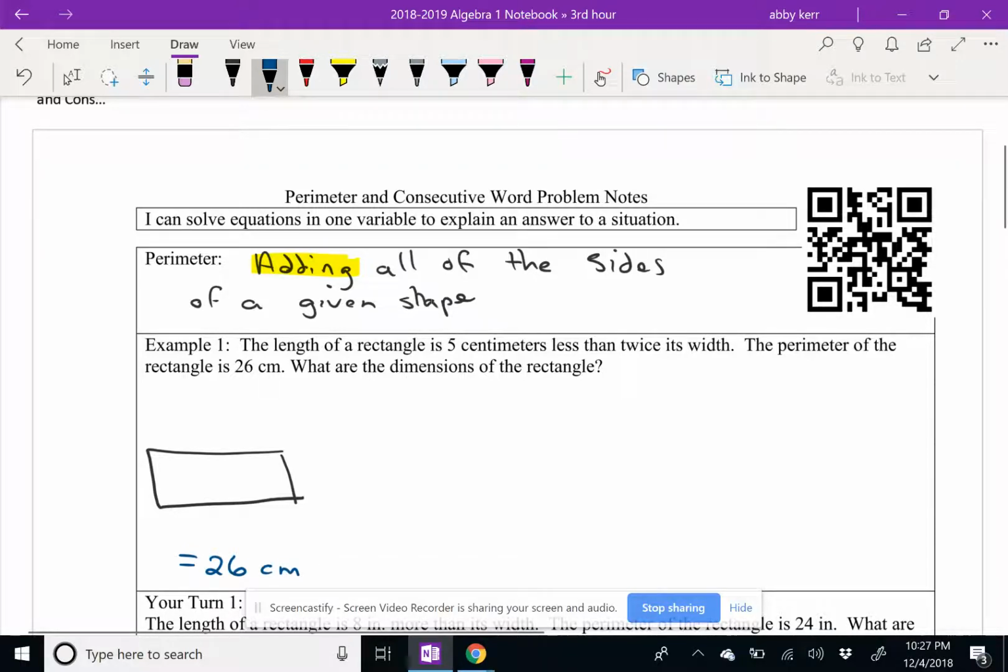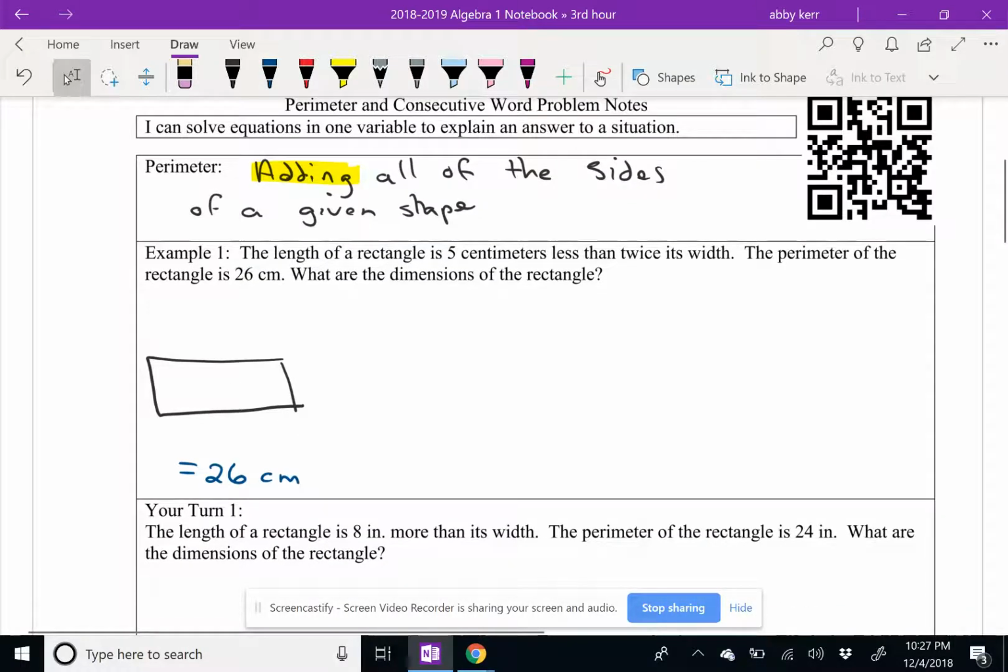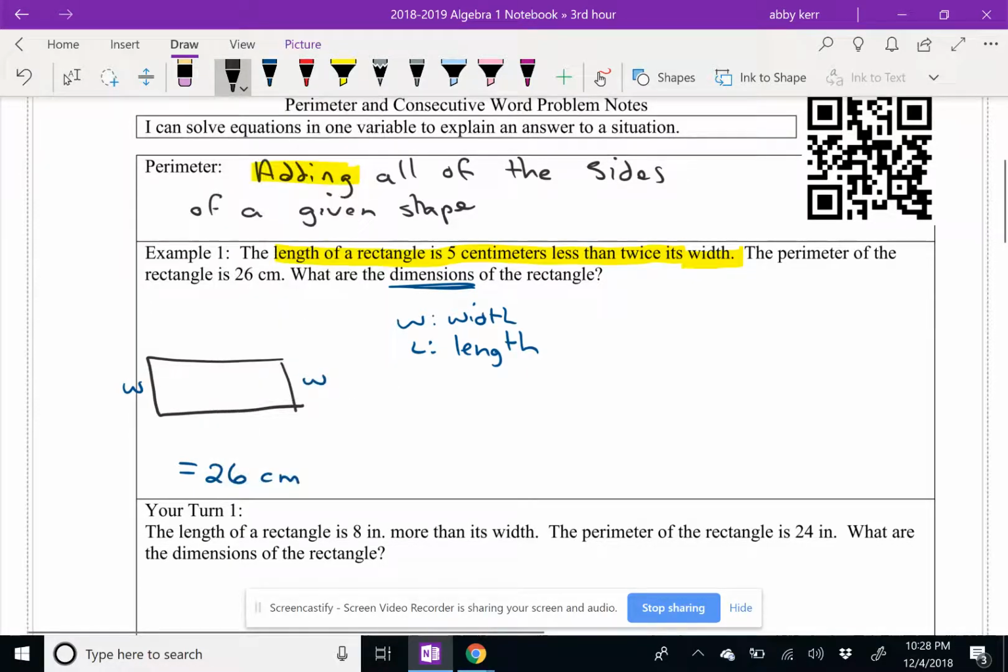Now, the nice thing about a rectangle is that the top and bottom are the same and the two sides are the same. So these sides right here, the shorter sides, we are just going to call width. Because notice this, it says dimensions. Dimensions means the width and the length, which is what we're looking for. We don't know. Now, students really struggle with this part right here. It says the length of a rectangle is 5 centimeters less than twice its width. So sometimes you're going to have to translate English to math.